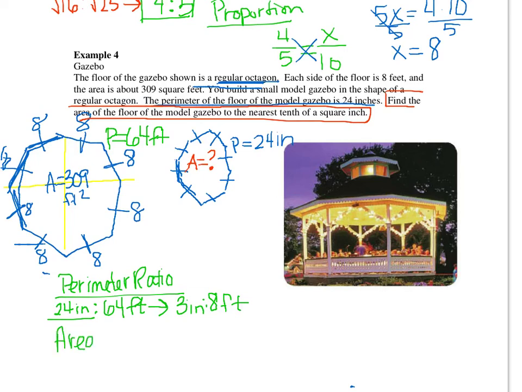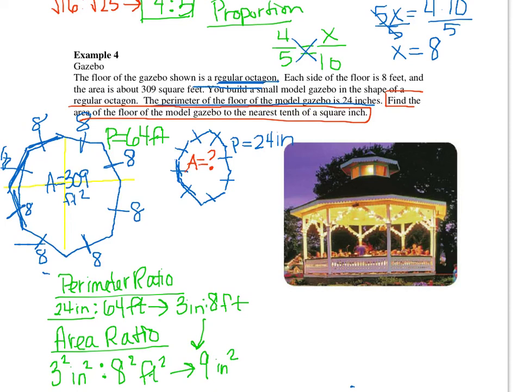I want to find the area ratio though, because I need to find the area. So in order to find that, I'm going to square both sides. So I'll do 3 inches, and I'm going to square that. Square my units too. And 8 squared, then it would be feet squared. So my area ratio is 9 inches squared for every 64 feet squared.